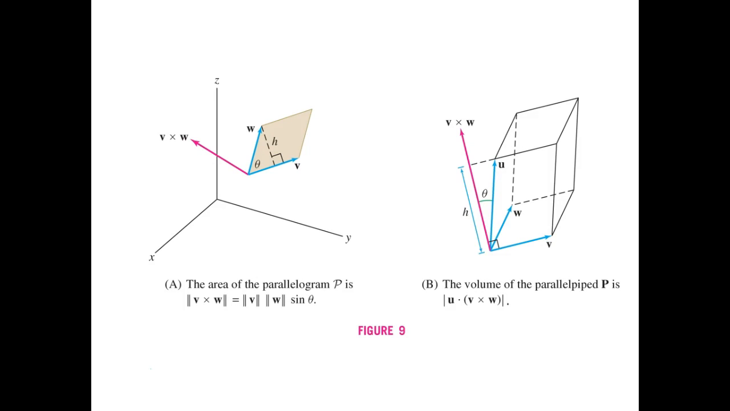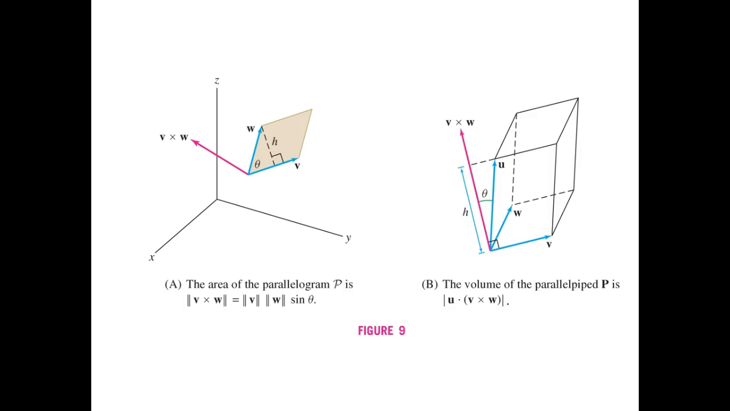These are just a couple of applications, you might say, of cross products: areas and volumes. The area of a parallelogram is the magnitude of V cross W. V is the downward leg, W is the upward leg, and V cross W, which is the magnitude of V times the magnitude of W times the sine of the angle between them, is going to give you exactly the area of the parallelogram defined by those two vectors.